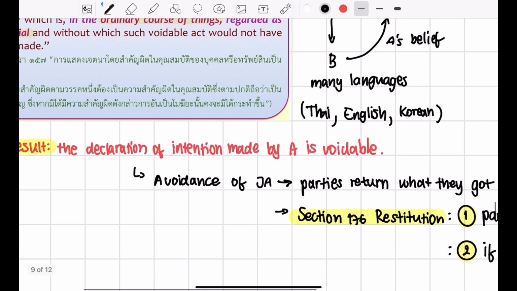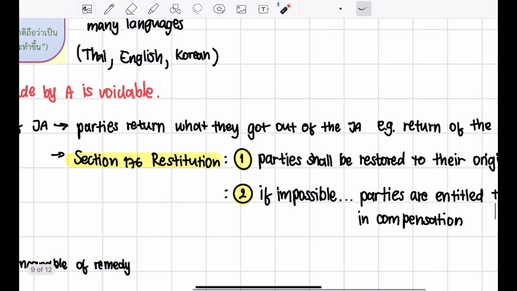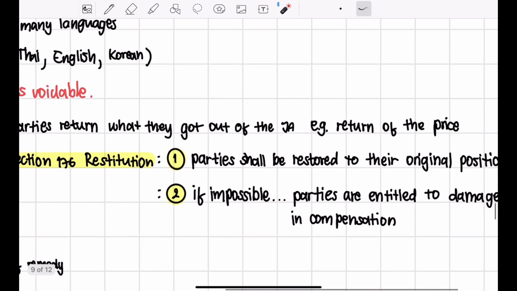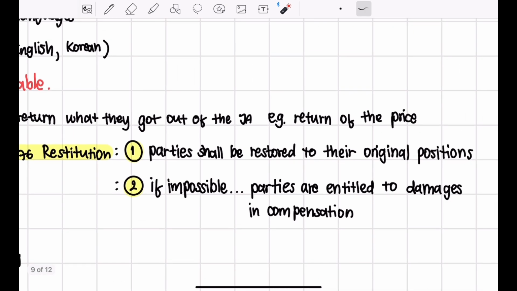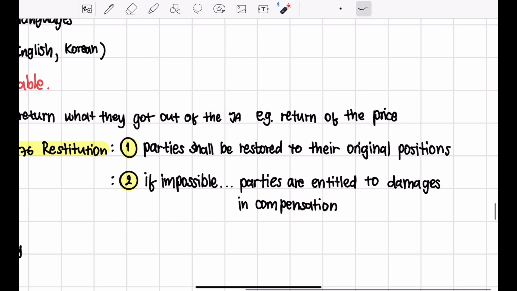And for the avoidance of a JA, we have to go back to Section 176 about the rule of restitution. When a party avoids a contract, that means the party shall be restored back to their original position, and if that is impossible, the party is entitled to damages in compensation.